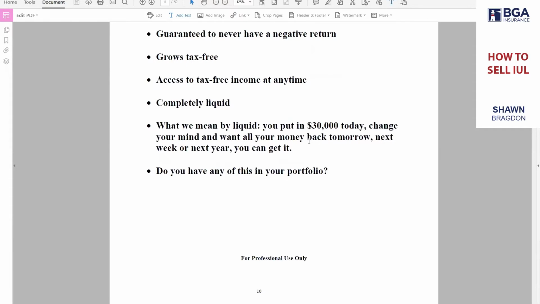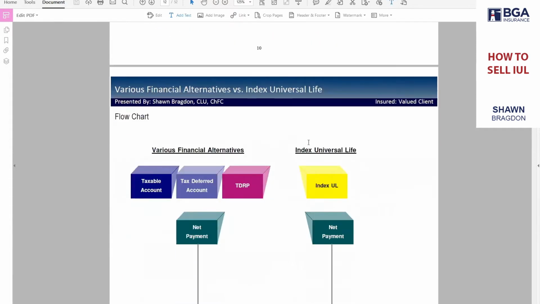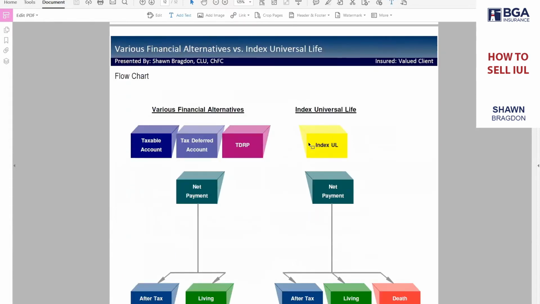What I just described to you is an index UL product with an early cash value rider that eliminates the surrender charge and makes it liquid. There are quite a few products out in the marketplace that offer that.